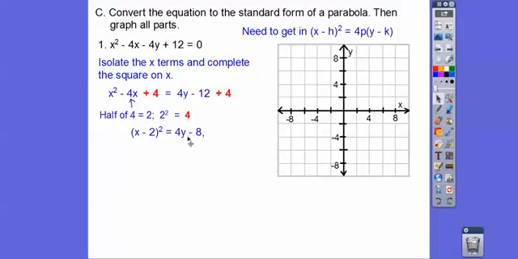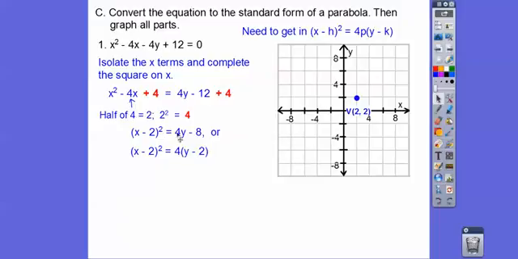Okay, so almost there. This is 4y minus 8. We need it to be 4p and then parentheses y minus k. So we want this to be a 1y. So we're going to pull a 4 out of the 4y and a 4 out of the 8. 4 goes into 8 2 times, okay? All right, so now we can see the vertex is at 2, 2. Okay, so here is HK right there. Okay, and since x is being squared, this one is going up or down, and since that's positive, it's going up.